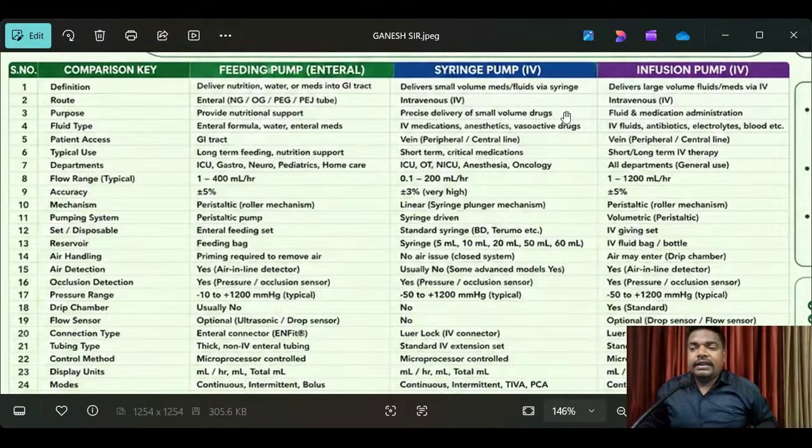Yes. Now, third point, come to the infusion pump. Listen carefully, my dear students. Fluid and medications administration. These are the points. In the syringe pump, the third point is precise delivery of small volume. Small volume. And here, fluid and medications administration. This is large volume. So the syringe pump is precise, small volume, and here the infusion pump is large volume. I hope you got it very clearly, my dear engineers.